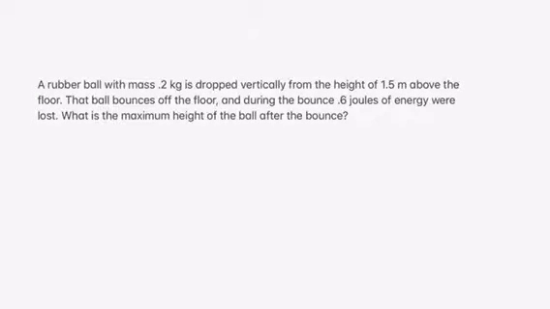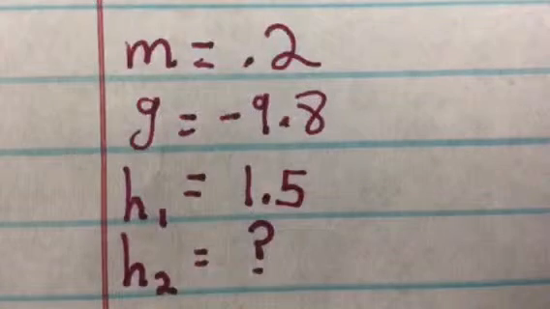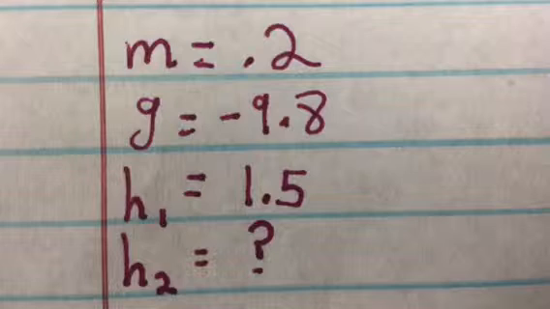A rubber ball with mass 0.2 kilograms is dropped vertically from a height of 1.5 meters above the floor. The ball bounces off the floor, and during the bounce, 0.6 joules of energy was lost. What is the max height of the ball after the bounce? From the problem, we know m equals 0.2, g equals negative 9.8, the beginning height is 1.5, and we need to find the second height.